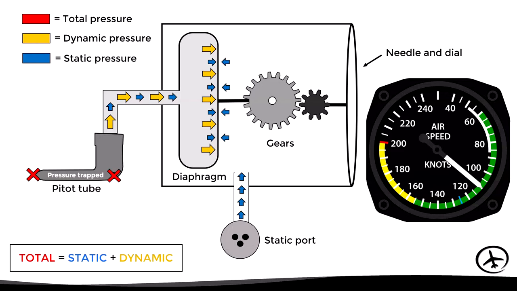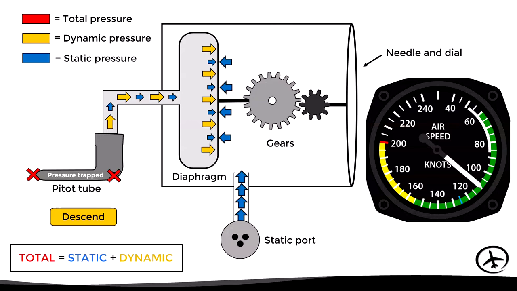In this situation, if the aircraft descends, the static pressure provided by the static port will increase, since as we know, the atmospheric pressure increases as we descend. With this, we can now observe that the static pressure inside and outside the diaphragm is different.